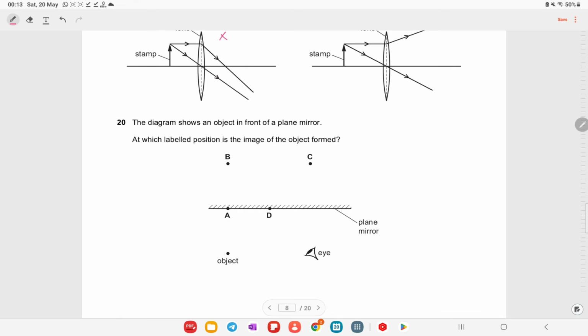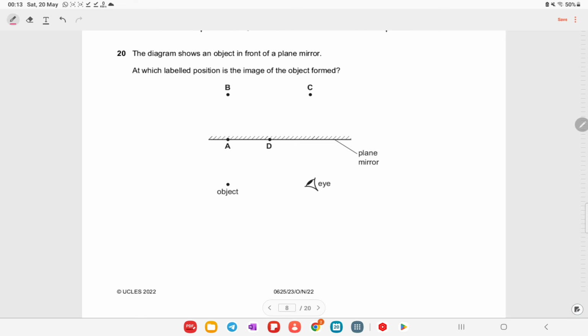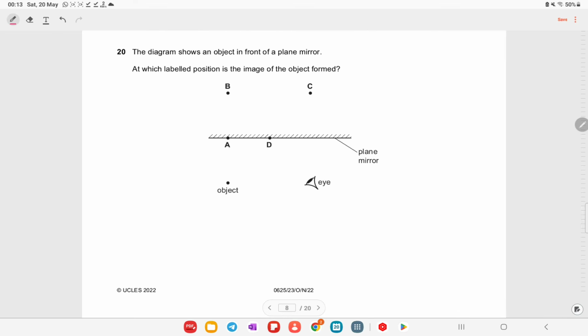Okay, the diagram shows an object in front of a plane mirror. At which labeled position is the image of the object going to be formed? Again, you have to remember this diagram. It's going to be the same distance, like this distance and this distance. So it's the same thing. So B will be the right answer because if you see that from here, it's going to be somewhat like this.